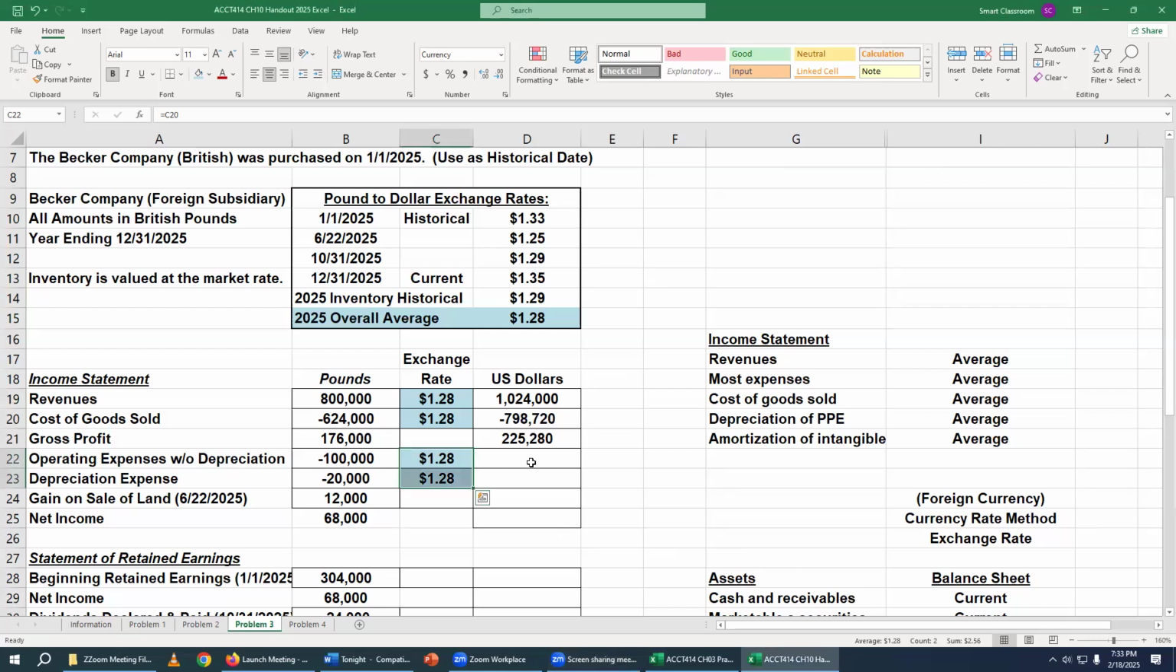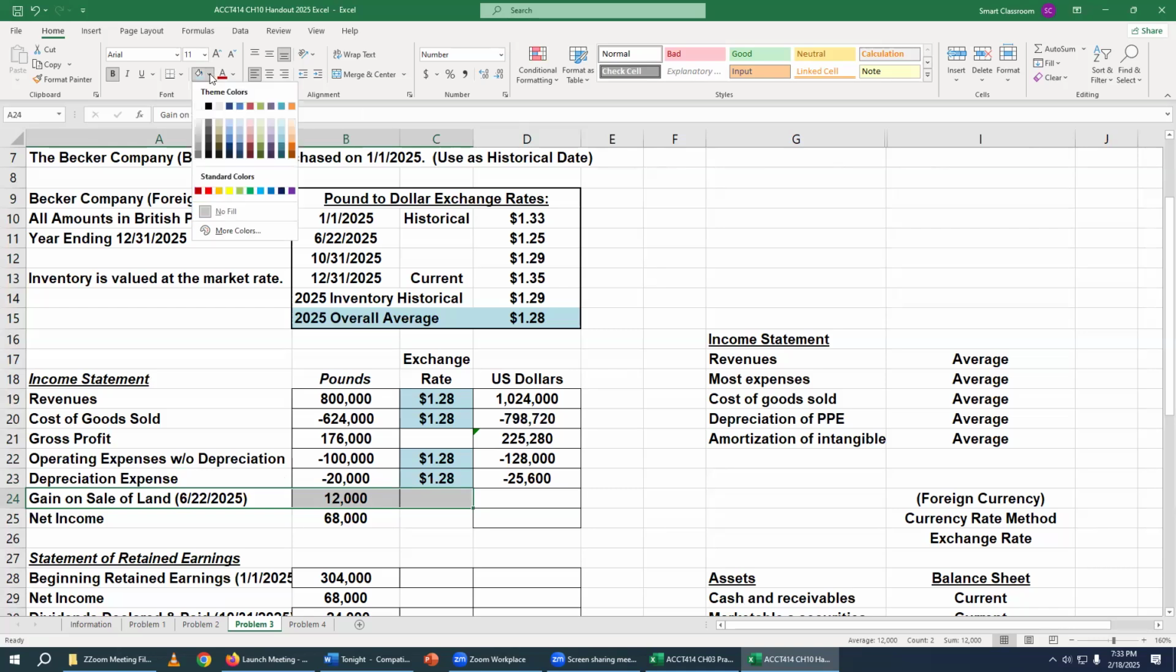Sorry about that, I had a sneezy fit. Okay. So these two will also be at the average rate. Now, this one was not done throughout the year. This one was only done at one point in time, so we'll use that as our rate. I forgot what color I made that last time, green.